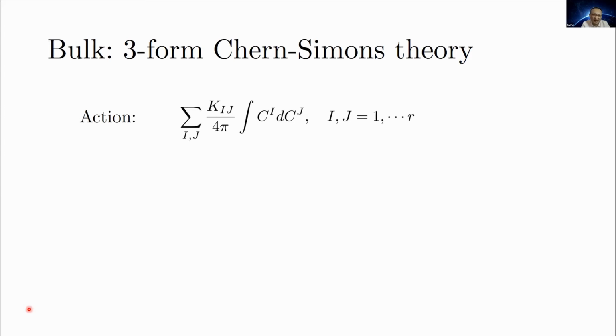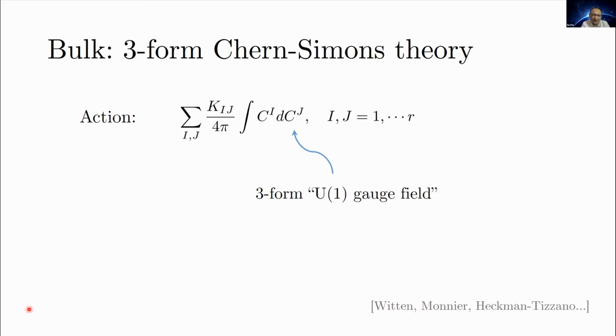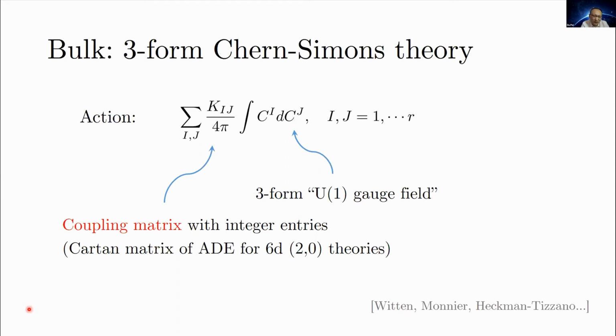It pretty much looks like the Chern-Simons action in 3 dimensions, but instead of having a 1-form connection, now the dynamical field is a 3-form U(1) gauge field. But the levels are still going to be quantized, and they can be assembled into a coupling matrix. In the case when we are considering 6D (2,0) theories, this coupling matrix will be identified with the Cartan matrix of the corresponding Lie algebra of type ADE. One can further define abelian groups in this way. It is often referred to as a defect group.